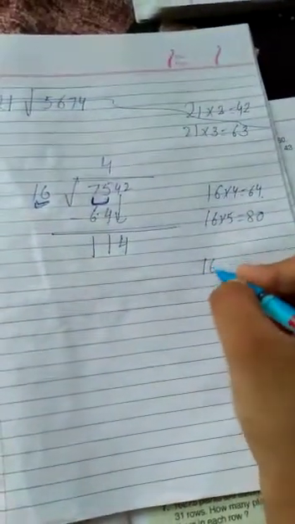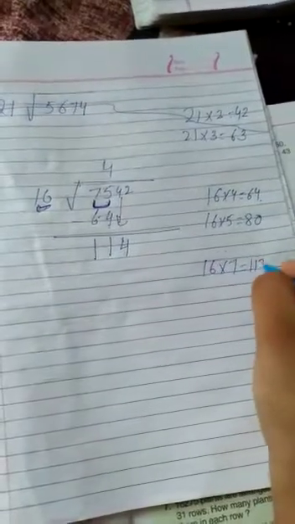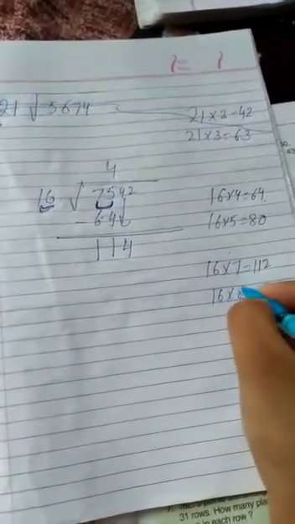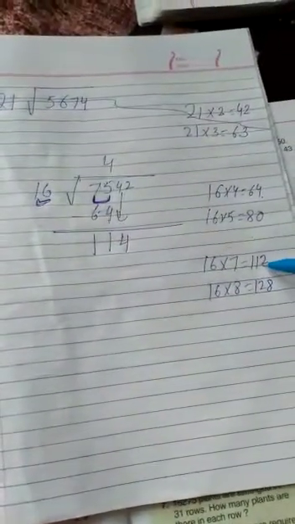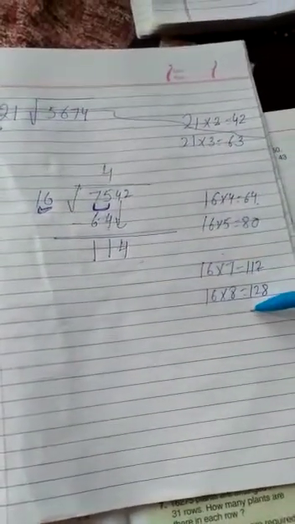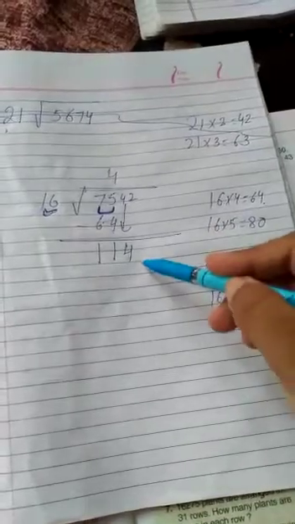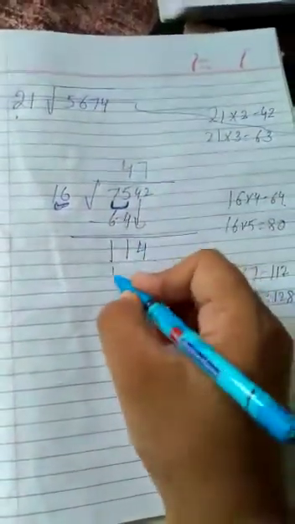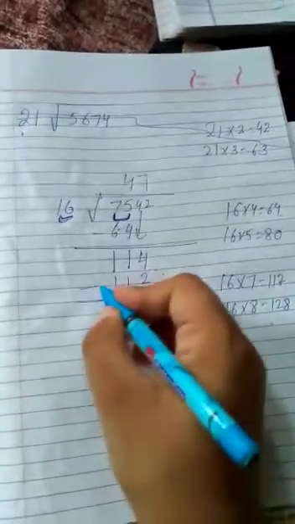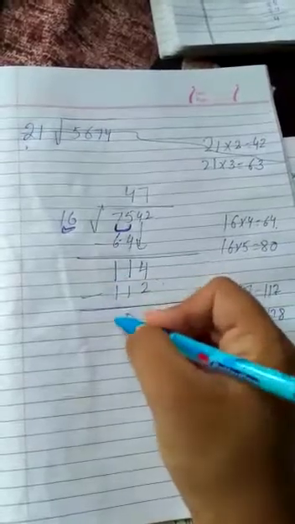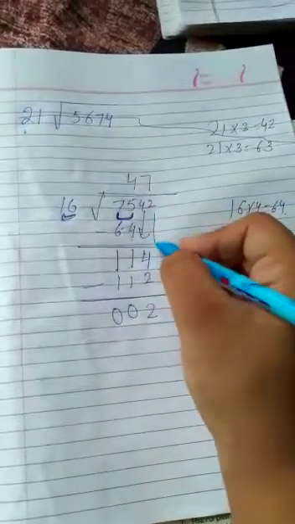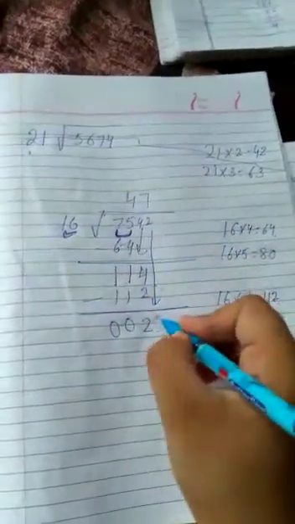Now 16 7s are 112, 16 8s are 128. Now 112 is smaller than 114 and 128 is greater than 114. So we take 16 7s are 112. Now subtract: 4 minus 2 is 2, 1 minus 1 is 0, 1 minus 1 is 0. Now bring down 2 for making 22.